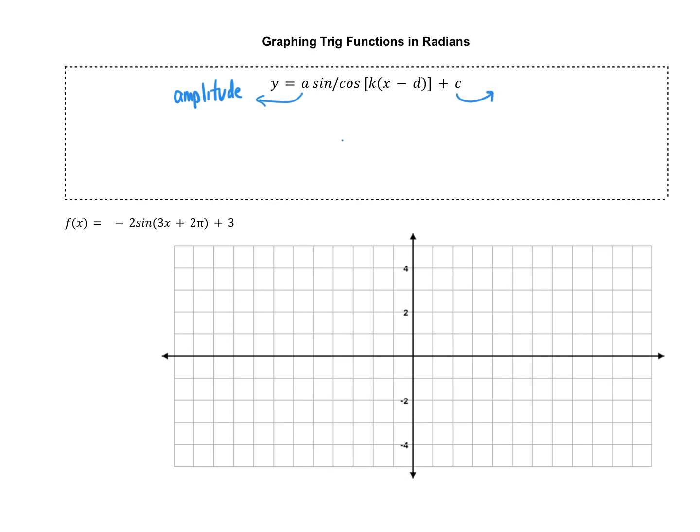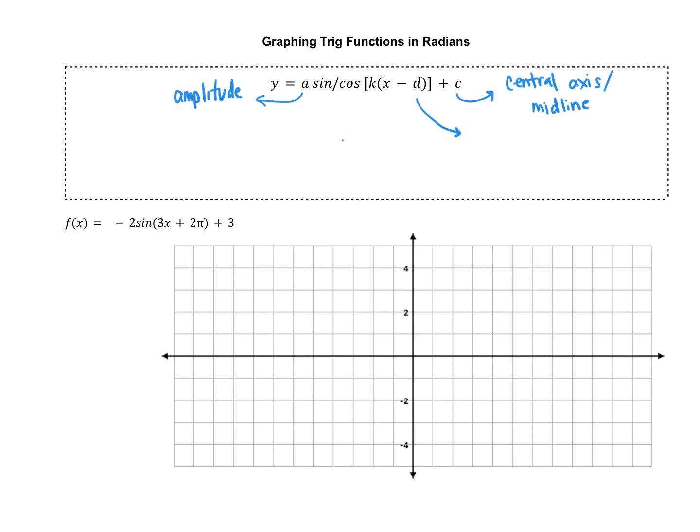Then we have our C, which is the vertical shift, the up-down. This represents your central axis or midline. And together with your midline value and your amplitude, you can get your maximum and your minimum. Because from your midline, you can add the amplitude to get your max, and from your midline, you can subtract the amplitude to get your minimum.